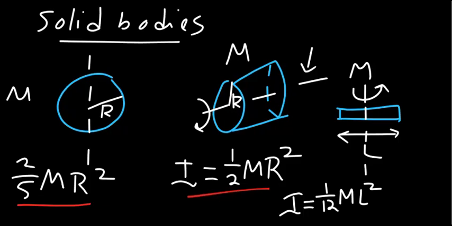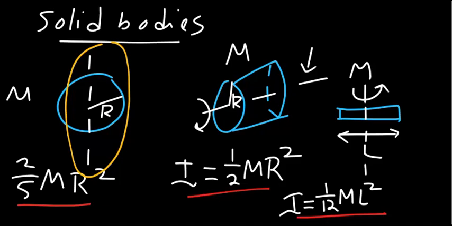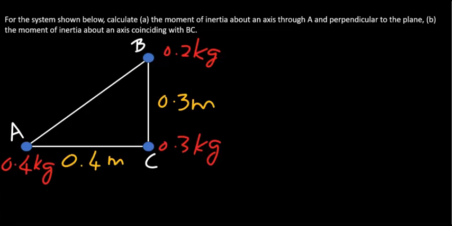These results can be accomplished using a method of calculus, so we won't get into that in this video. The point we are trying to make is that the moment of inertia of a system is dependent on two things. One is the position of the axis of rotation and also the mass distributions of that system. Let's look at the following problem. For the system shown below, calculate the moment of inertia about an axis through A and perpendicular to the plane. So the axis is coming towards you and passing through that 0.4 kg object. So let's do that first.